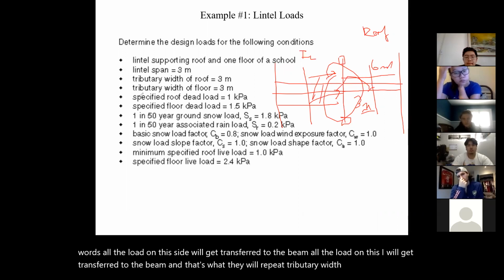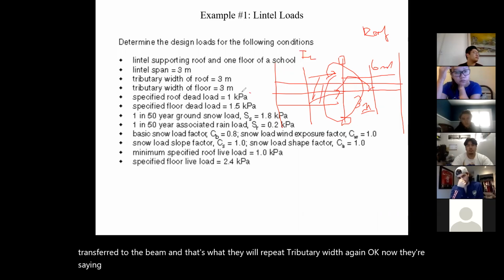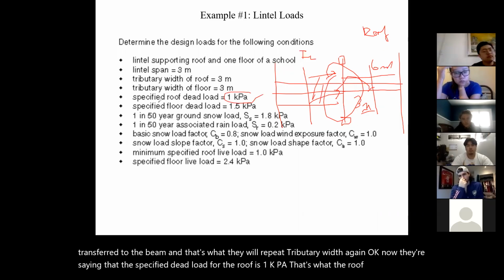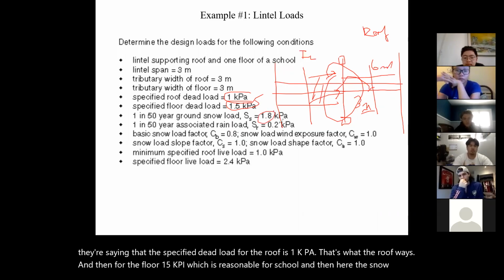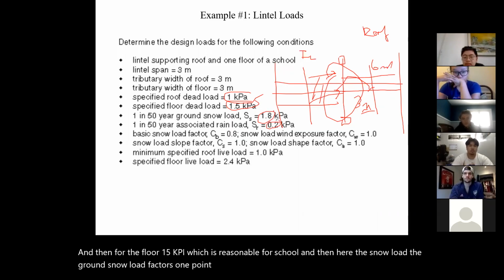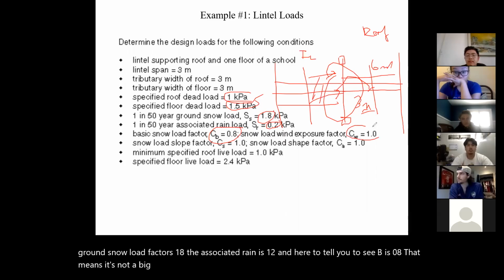Okay. Now they're saying that the specified dead load for the roof is 1 kPa. That's what the roof weighs. And then for the floor, 1.5 kPa, which is reasonable for a school. And then here the ground snow load factor is 1.8. The associated rain is 1.2. And here they're telling you that CB is 0.8. That means it's not a big thing. CW for a school, you have no choice but to use 1. You can't even use anything lower than 1.